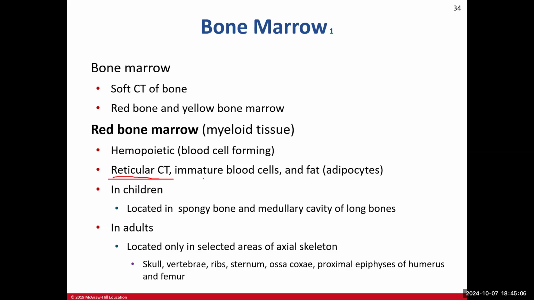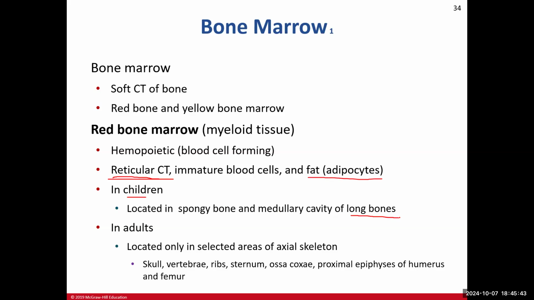We'll also see some fat tissue in there, mainly the adipocytes, and we'll talk about its purpose. But in kids, pretty much your long bones, in addition to the other bones, are going to have red bone marrow in them. In adults, that red bone marrow becomes inactive and converts itself into yellow bone marrow. Yellow bone marrow is primarily made up of adipose tissue. I'll get back to the yellow bone marrow in a second.